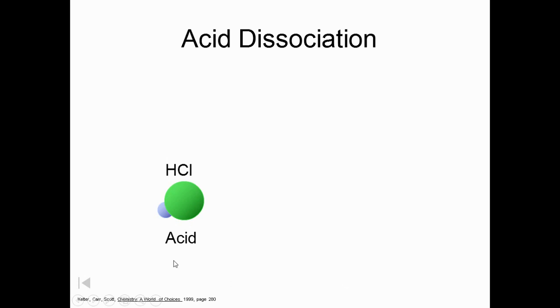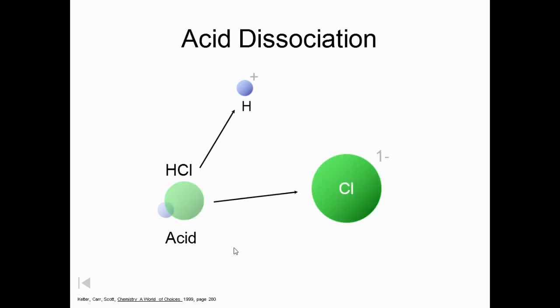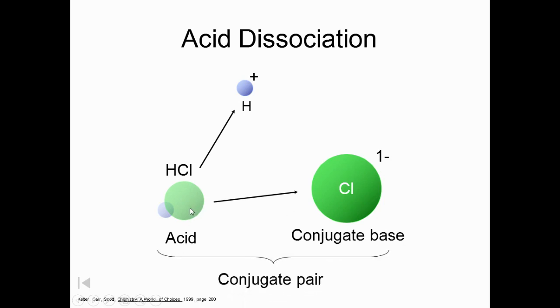So here we have hydrochloric acid. It's going to donate a proton and something else will accept that proton. And what you'll be left with is the chloride ion. Now, whatever starts as an acid, after it donates its proton, what it becomes is called its conjugate base. It's really that simple.